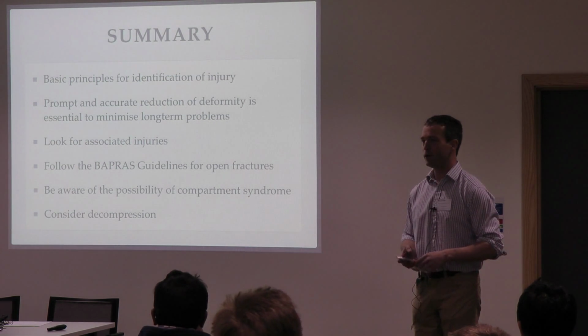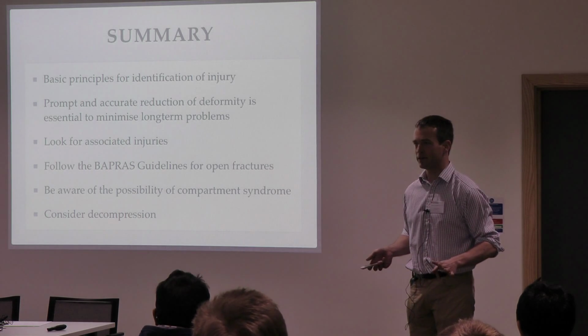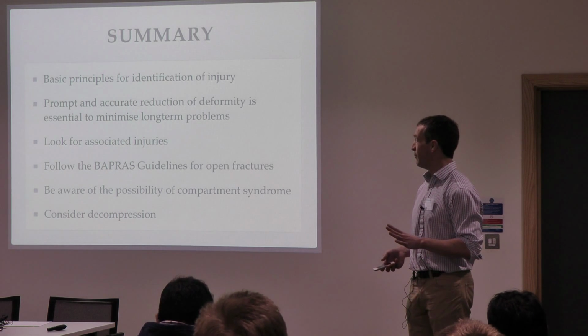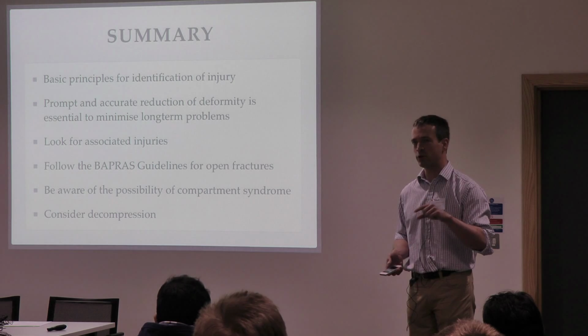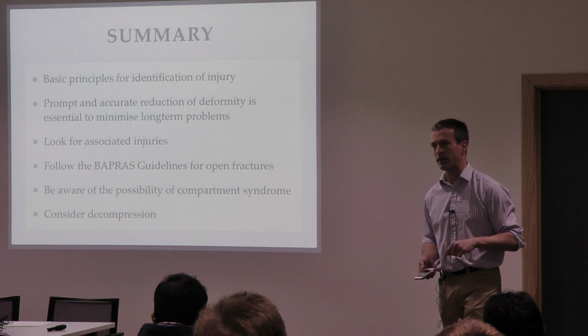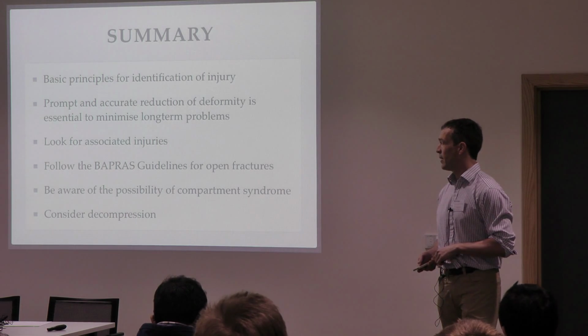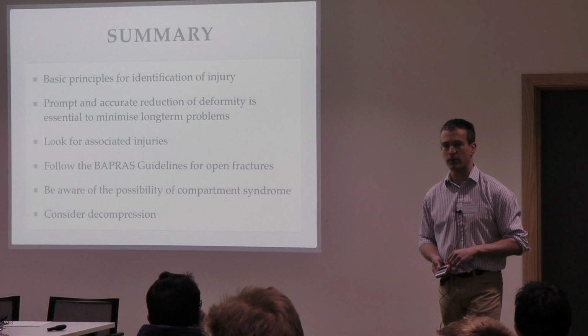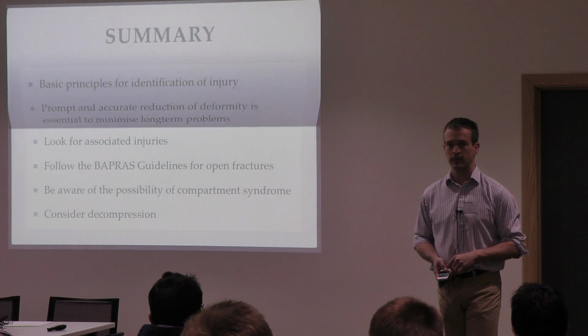So, in summary, we all know how to identify fractures. We all know how to identify significant injury. When you see it, when it's deformed, reduce it as quickly as possible and stabilize it. Look for associated injuries. Remember the BAPRAS guidelines. And be aware of the possibility of compartment syndrome and think about decompressing it. Any questions?